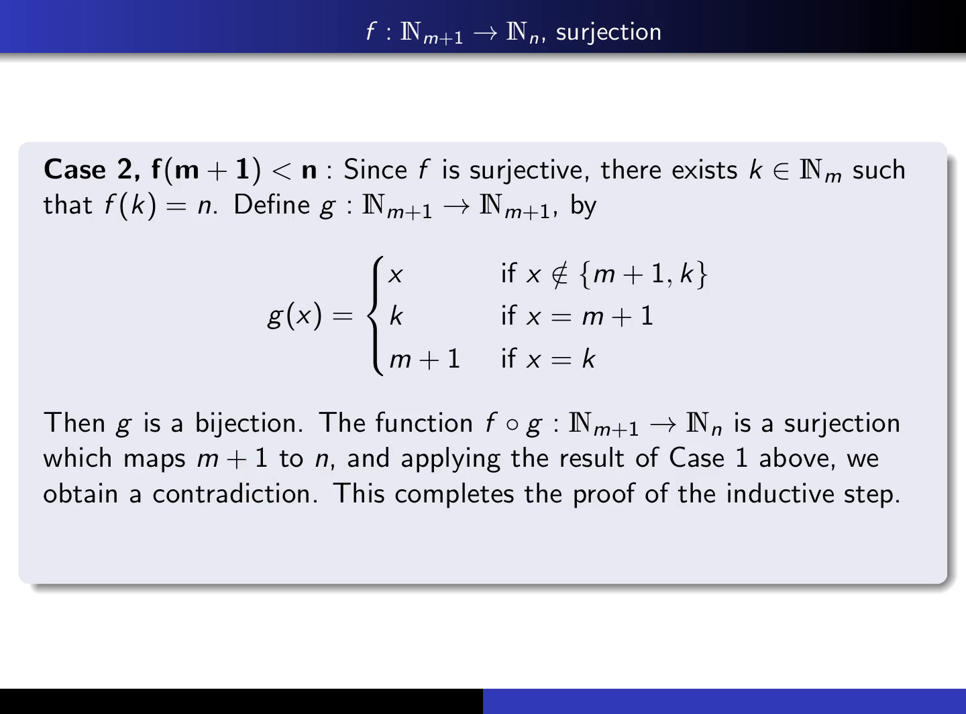And so we're back in case 1, right? We showed in case 1 that the assumption that there was such a surjection leads to a contradiction. And so we obtain a contradiction in case 2 as well as case 1. And so that completes the proof of the inductive step. And therefore it completes the proof of the theorem.